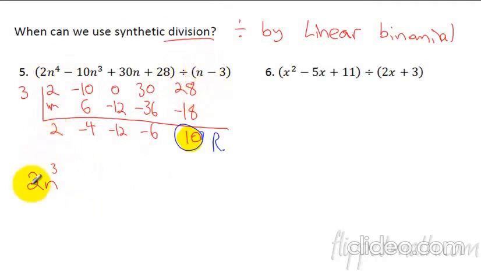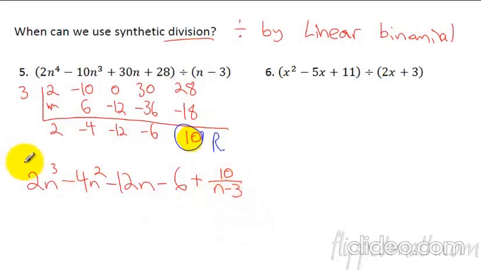So 2 n to the 3rd minus 4 n squared minus 12 n. See, we're just counting down in standard form. Minus 6 is the constant with a remainder of 10. So we say plus, the remainder is 10, so it's 10 over n minus 3. That is synthetic division.